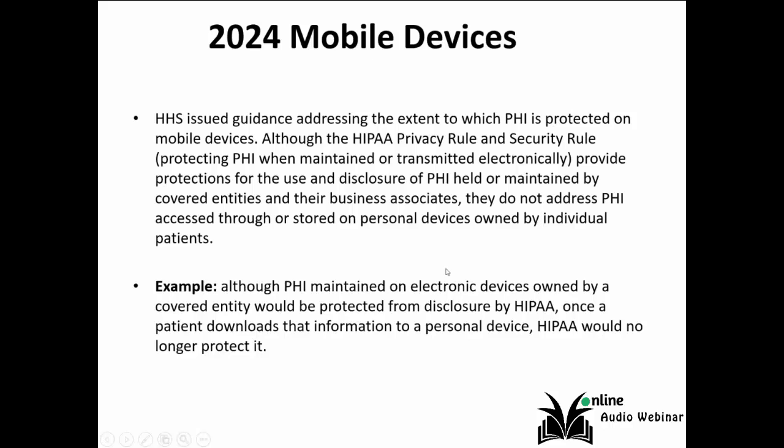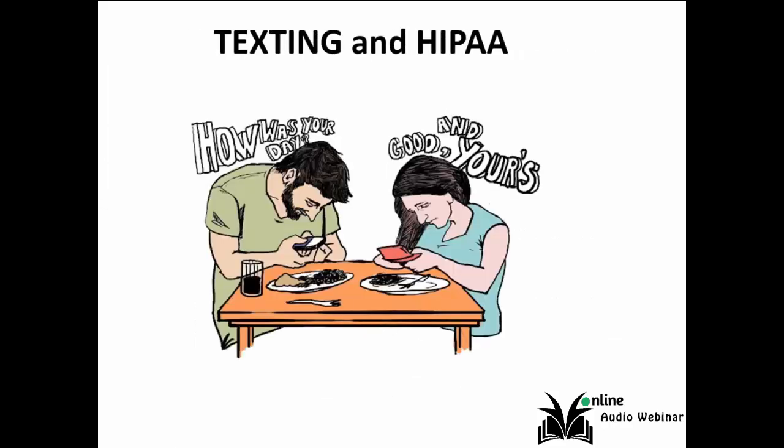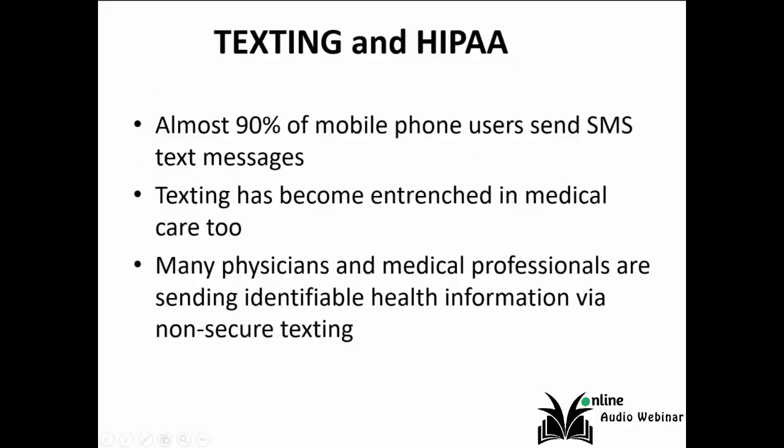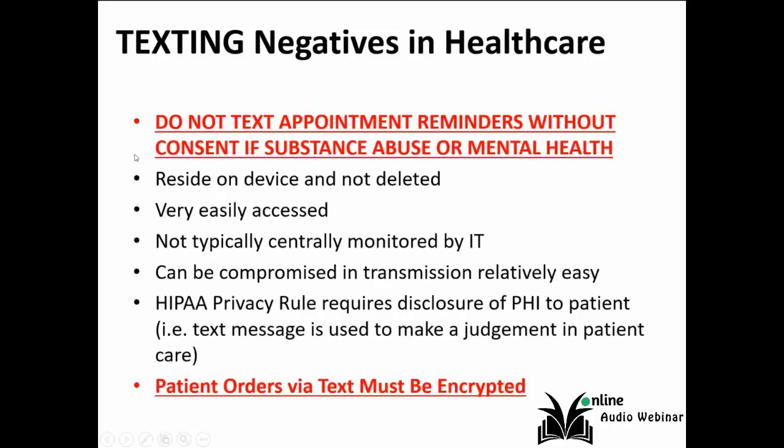So although PHI maintained on electronic devices owned by a covered entity would be protected from disclosure by HIPAA, your number one compliance worry with personal device is theft, portable device and personal device. Encrypt them. There's a pretty stout prohibition on texting now. Biggest HIPAA violation there is texting. Unsecured texting PHI. I am a proponent of texting if it's done appropriately. Do not text appointment reminders if you are in a sensitive type of practice.